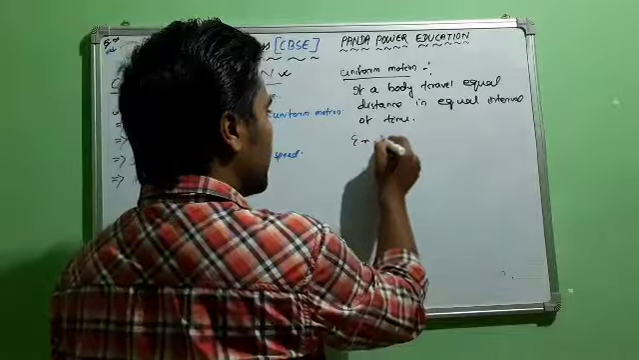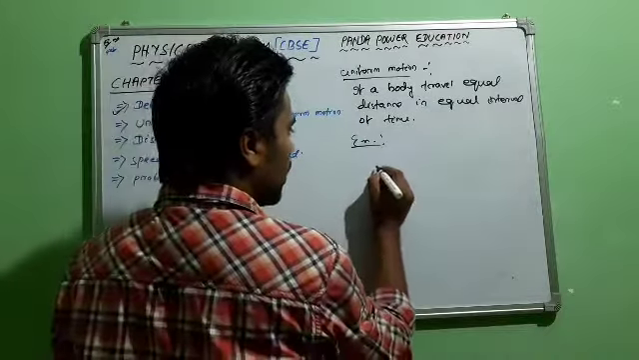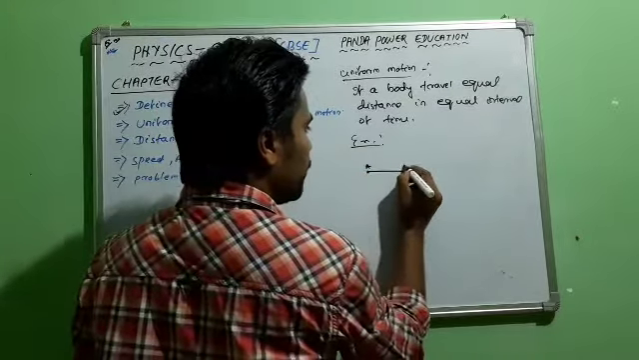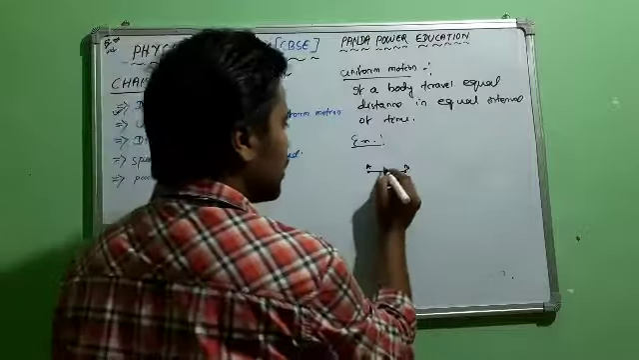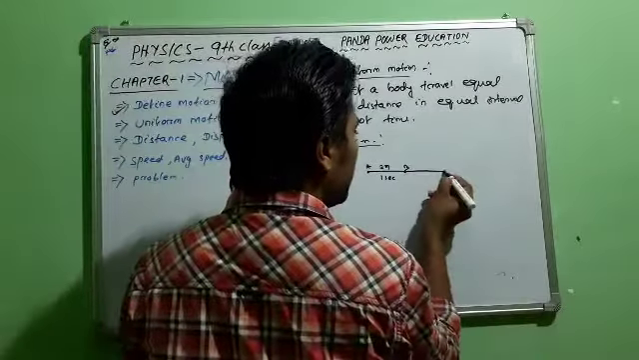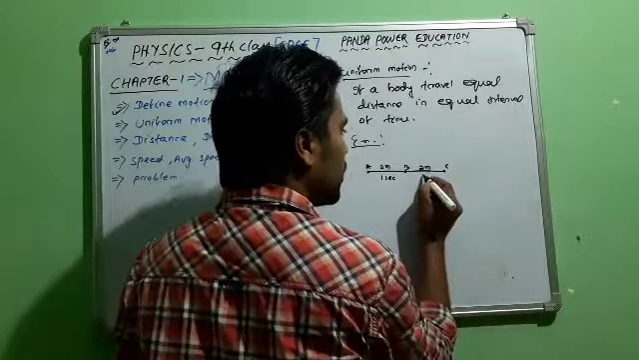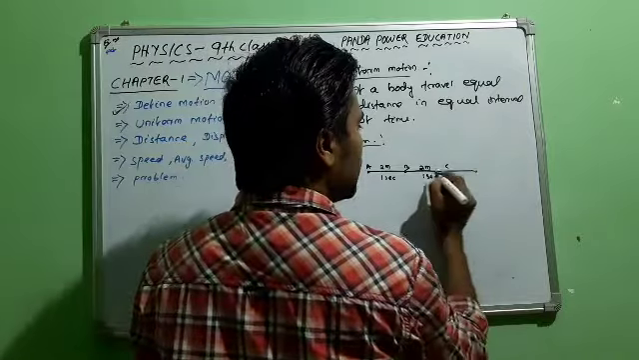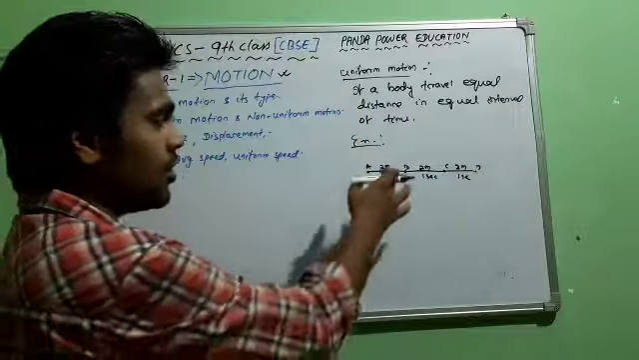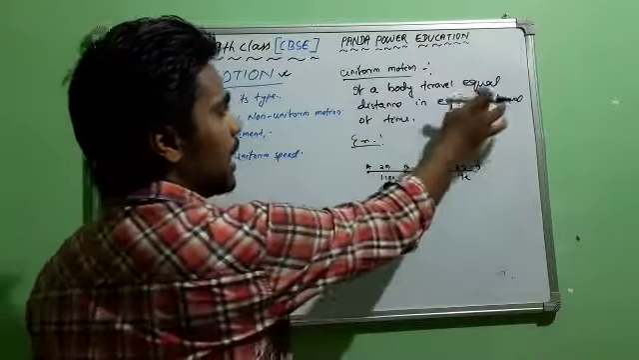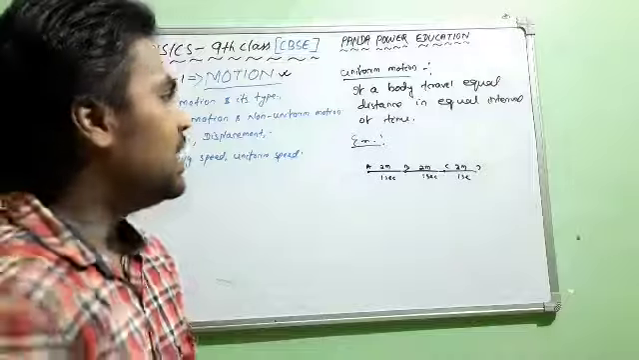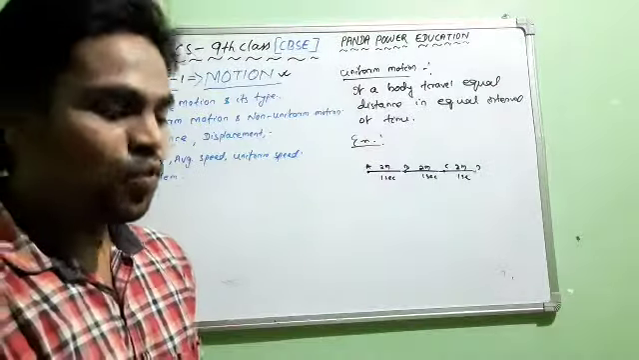Example, I am here writing, a body is moving from A place to B place, that is 2 meter in 1 second. Then B to C place, that is also 2 meter in 1 second. Then C to D, also 2 meter in 1 second. That means that the body travels equal distance in equal interval of time. That's why that motion is known as uniform motion.